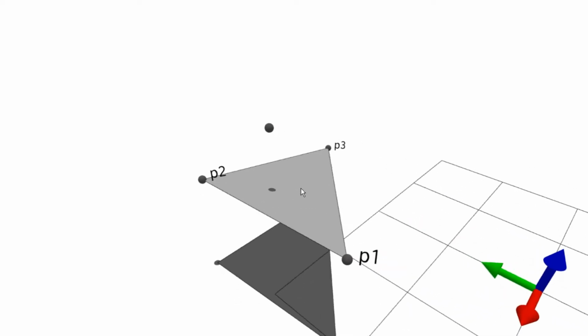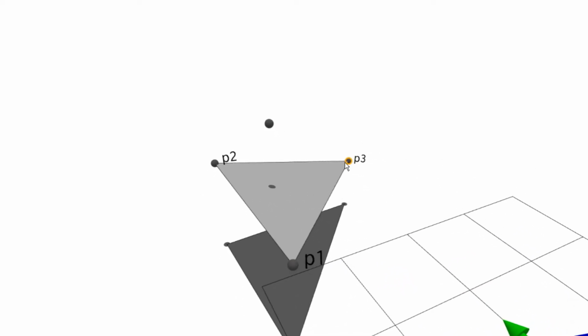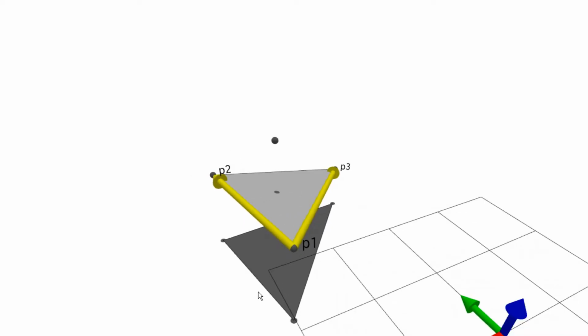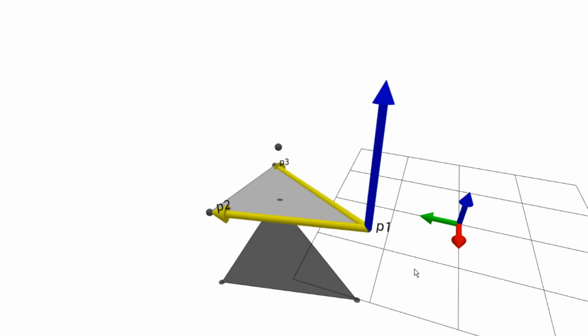So to get the normal vector of this plane, we can take the cross product of the vector from P1 to P3 and the vector from P1 to P2. Taking this cross product, we'll get the normal vector.